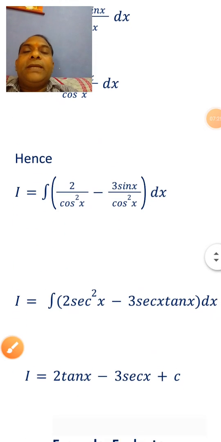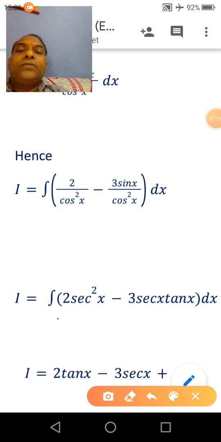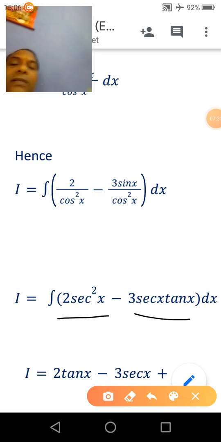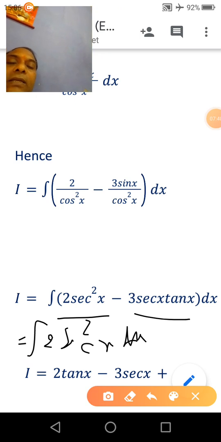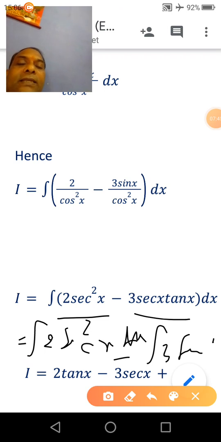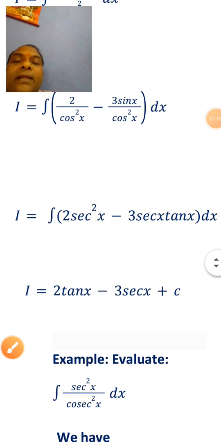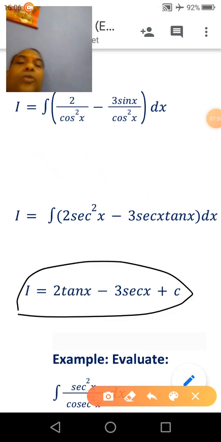Now this will be equal to, 2 upon cos square x will be 2 sec square x, and this will be 3 sec x tan x. Now, integration of 2 sec square x dx minus integration 3 sec x tan x dx. Clear? Now 2 is constant, so taking 2 common, and integration of sec square x will be tan x. So 2 tan x minus 3 sec x plus c is the answer. Clear? Next question.